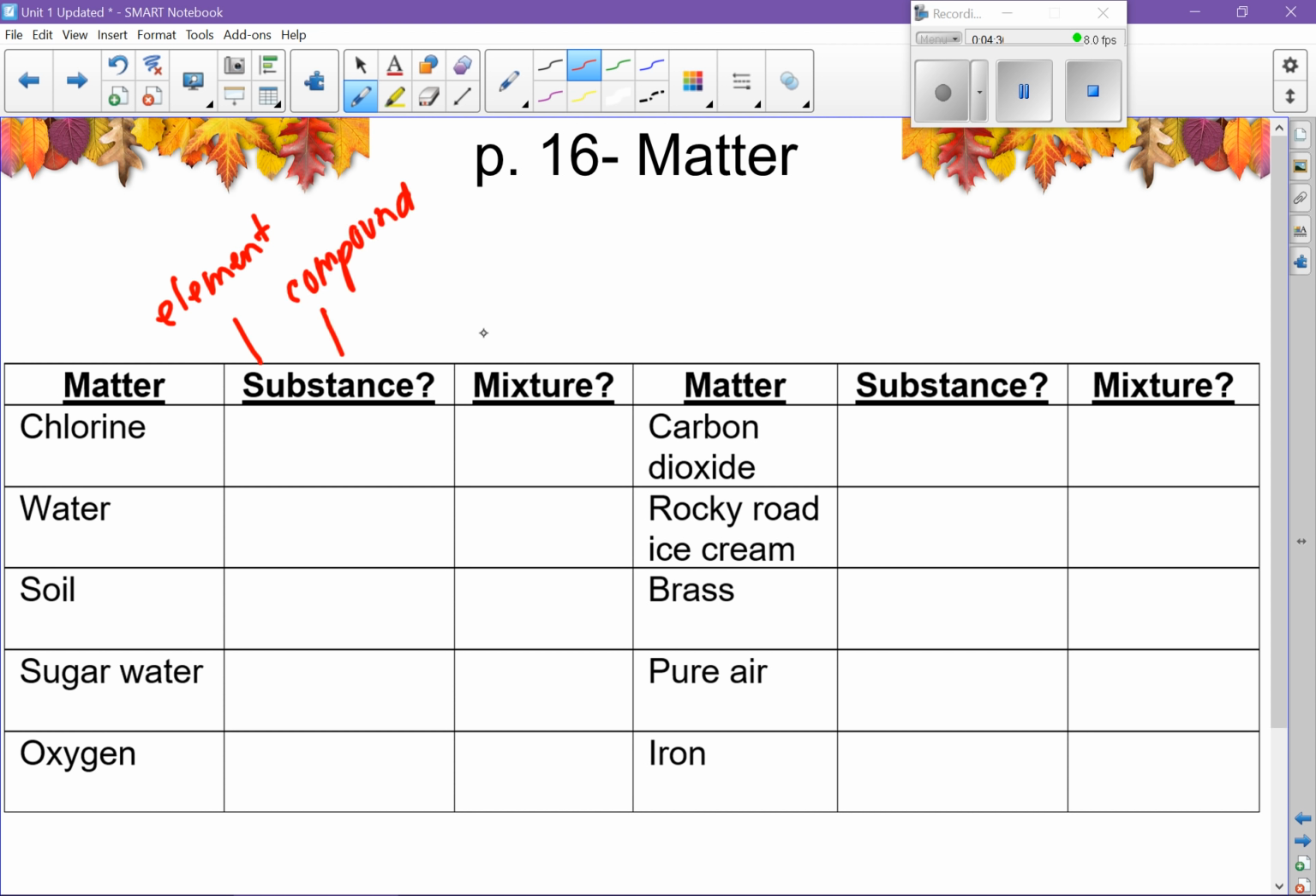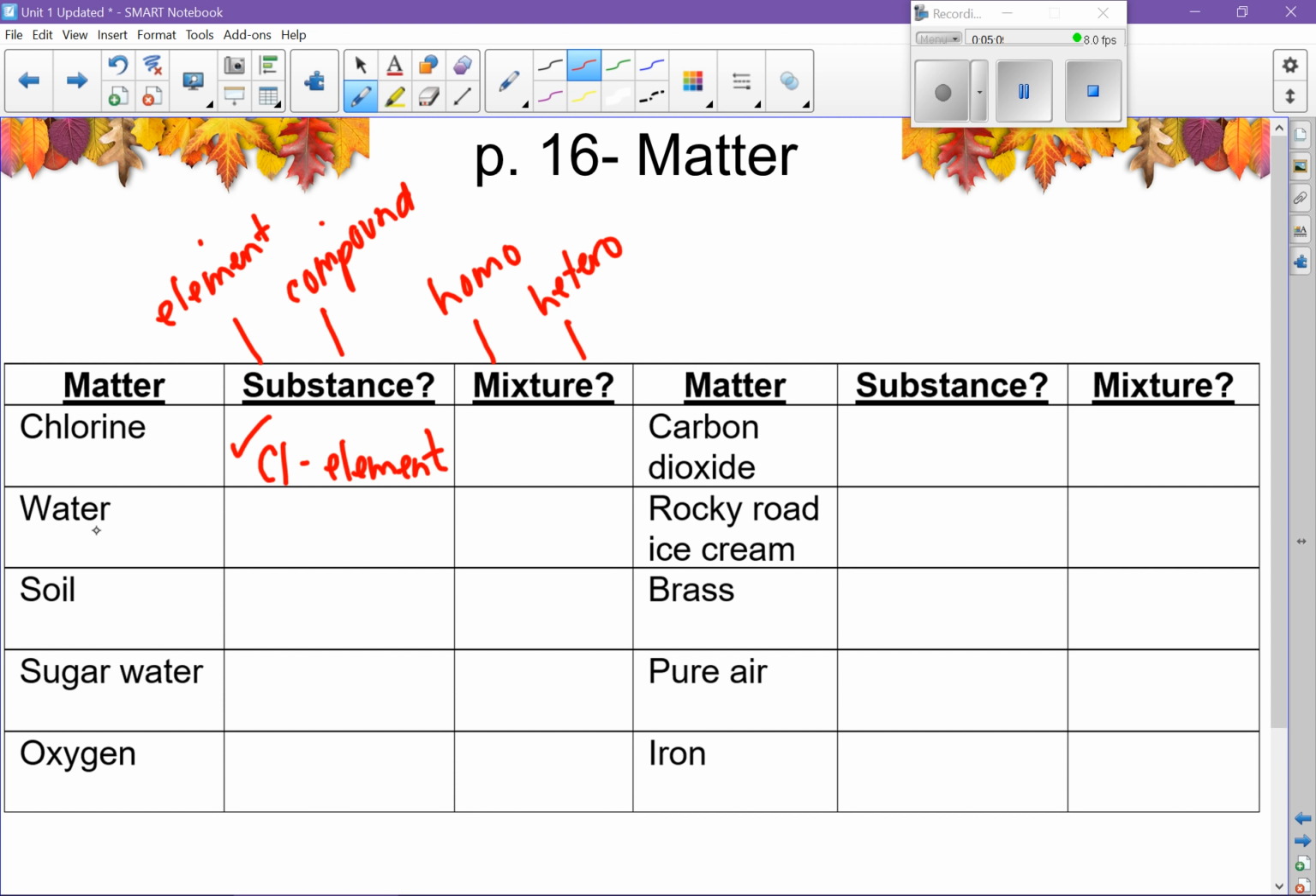If it's not a substance, then it's going to be a mixture, and it might be homogeneous or it might be heterogeneous. So let's think about chlorine first. Chlorine is pure, so I know that it's a pure substance. It's only chlorine, there's nothing else in it. Then I have to decide, is it an element or is it a compound? The way that you can decide is by checking the periodic table. Chlorine says Cl, which means it is just a single element. It's one thing on the periodic table.